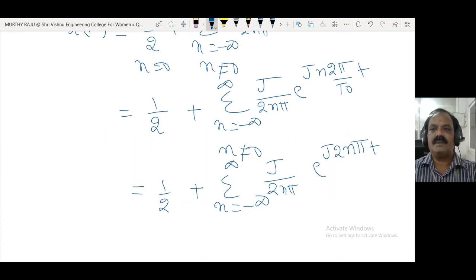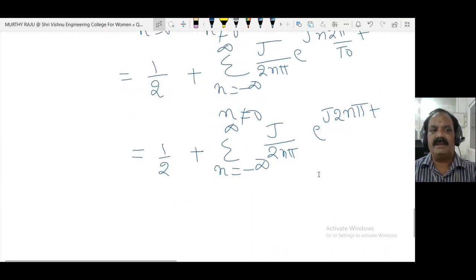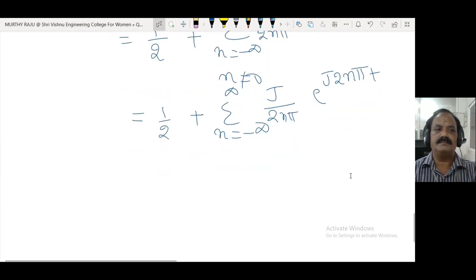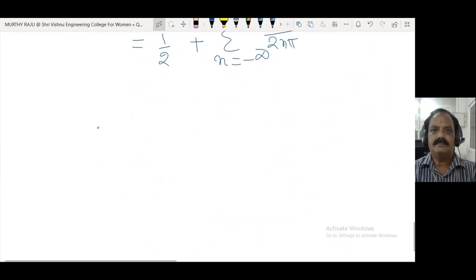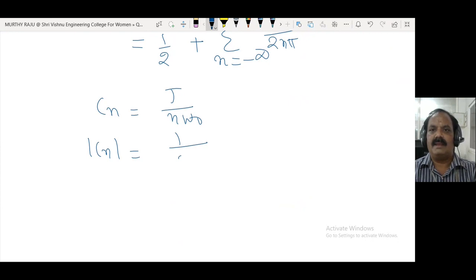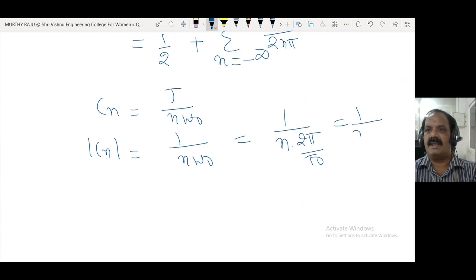Now for the magnitude plot, we know that Cn is equal to j by n omega naught, so mod Cn is equal to 1 by n omega naught. Since omega naught is 2 pi by T naught, and T naught is 1, mod Cn is equal to 1 by 2 n pi.